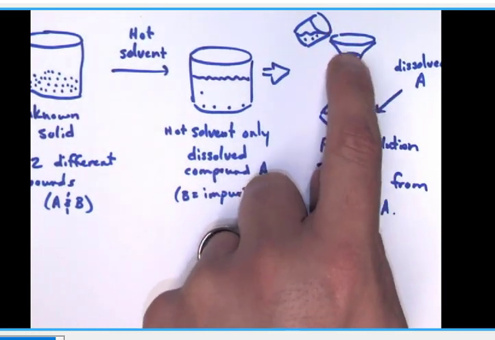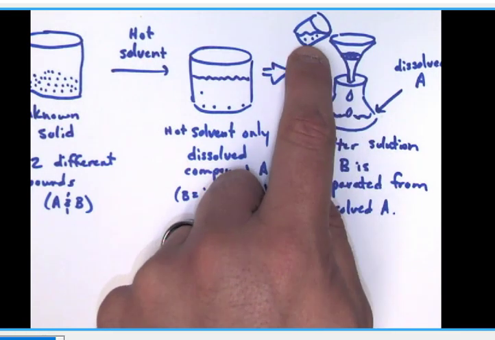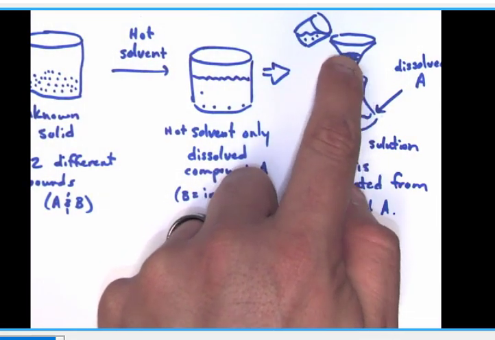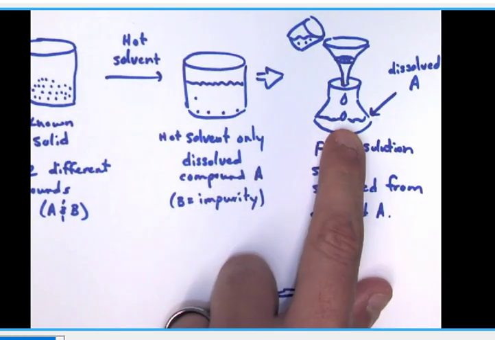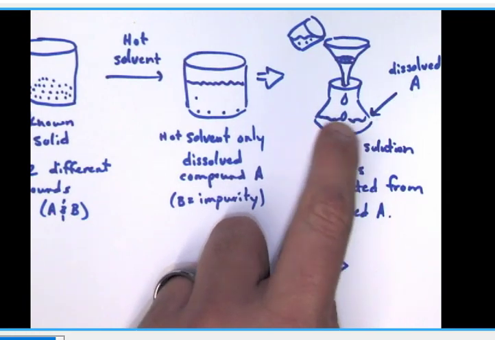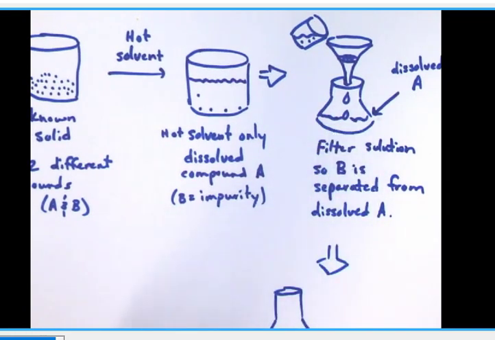So we'll have a funnel with a filter in the middle. That's what this disc with crosshairs on it is. When we pour that mixture in, the B solid will stay on the filter, and our dissolved A will flow through to another container, our filtrate. Now we have a solution that has nothing but A in it. We've separated A and B.